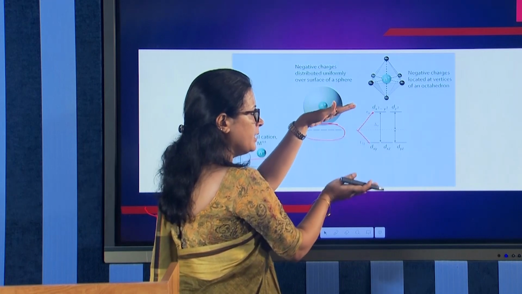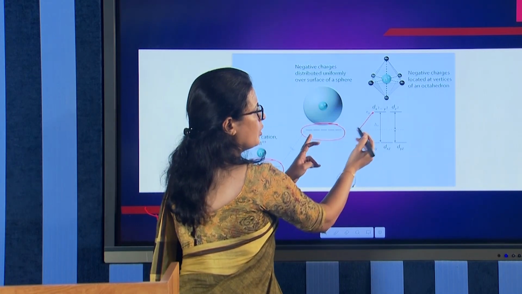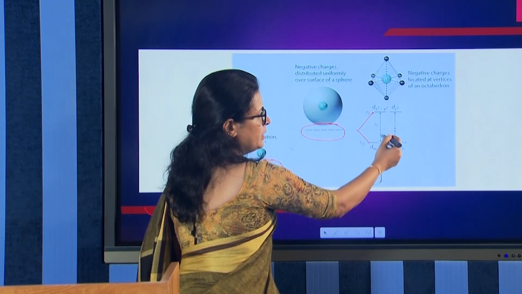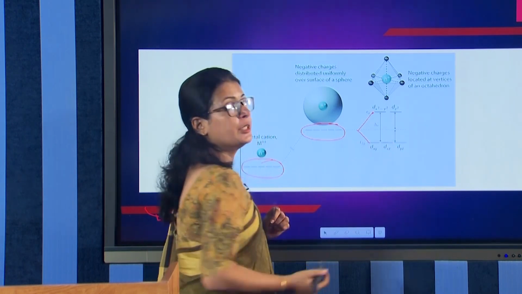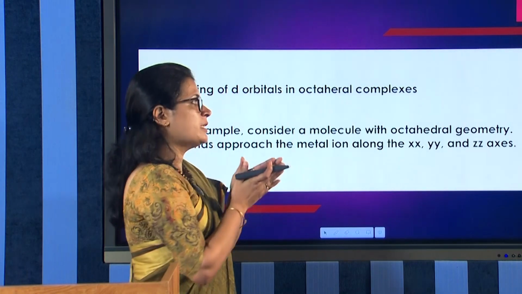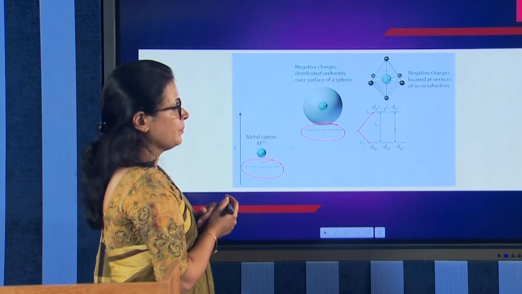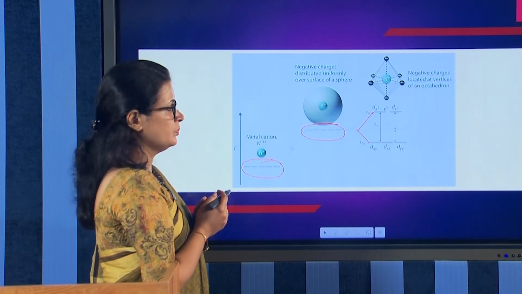And the splitting means these degenerate orbitals are split into 2, and the energy difference between these 2 is termed delta O, the crystal field splitting. Okay.